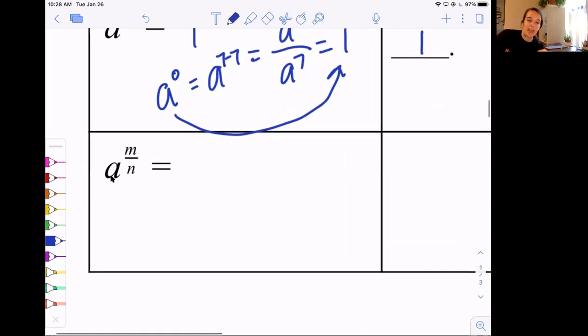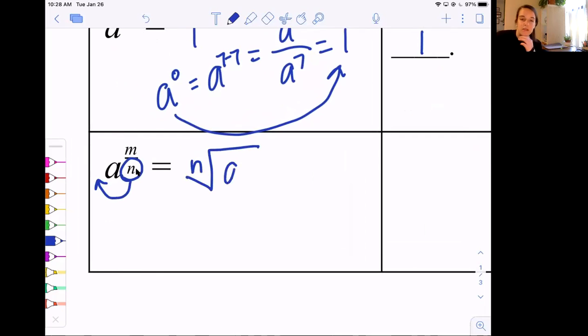So if you have a to the power of m over n, remember how you're going to take that denominator and turn it into your index. So you have the nth root of a to the power of m, like so. Right, so we're doing the radical rule here. We're transferring it to its radical form.